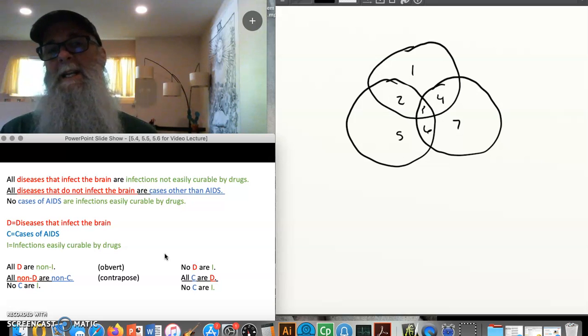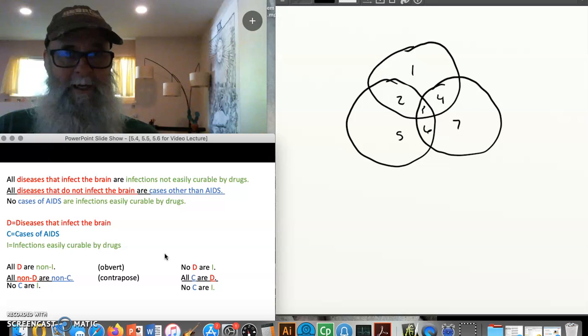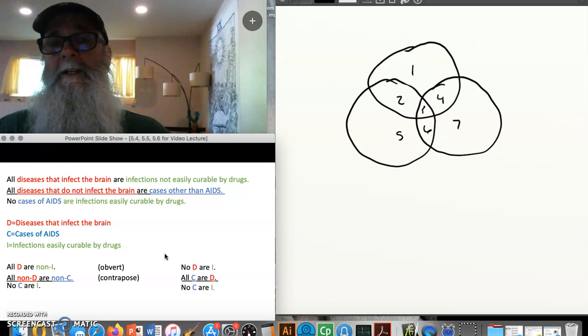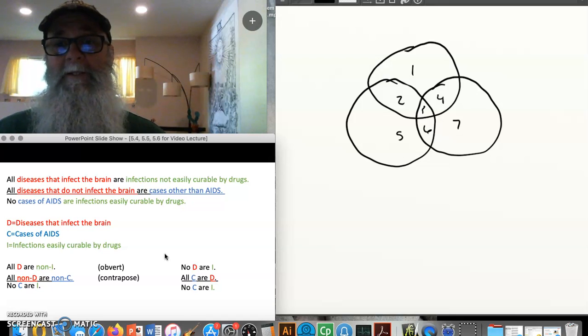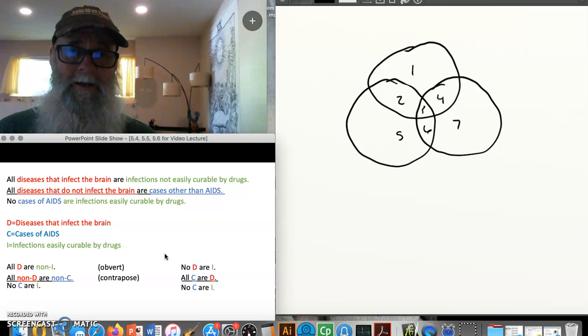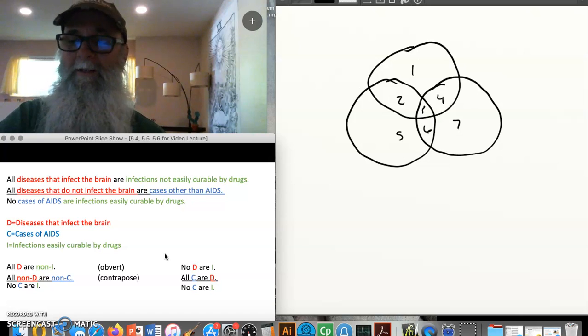Rule number 3 says I can't have 2 negative premises, and I don't. I only have 1 negative premise. So I've passed rule number 3. Rule number 4 says if I have a negative premise, I better have a negative conclusion, and if I have a negative conclusion, I better have a negative premise. And I do. And rule 5 doesn't even apply because I don't have a particular conclusion. So this appears to be a valid argument because it passes all 5 rules.